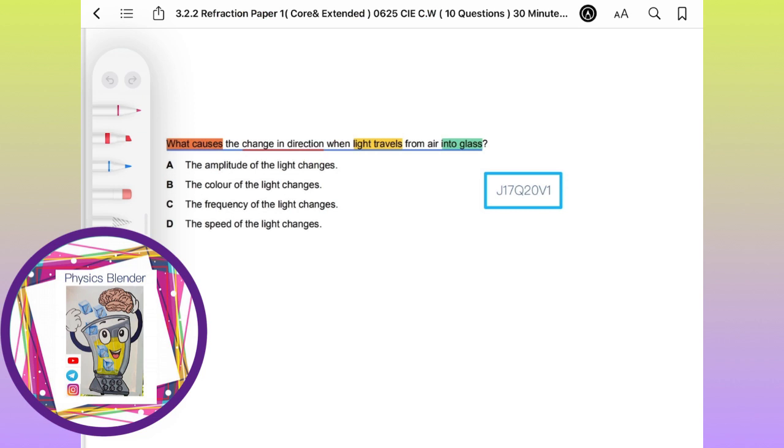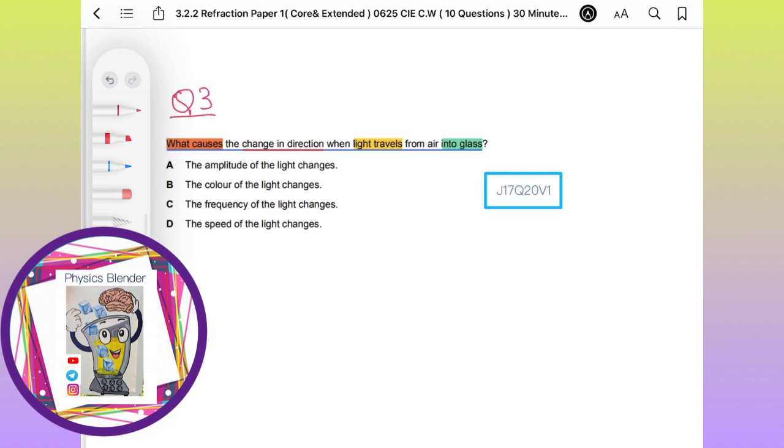Hello everyone, welcome to Physics Blender e-learning platform. Today we are checking your classwork and we have refraction of light, paper 1 for core and extended. Okay, I will start by question number 3.